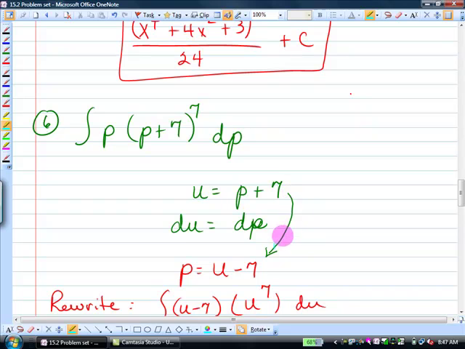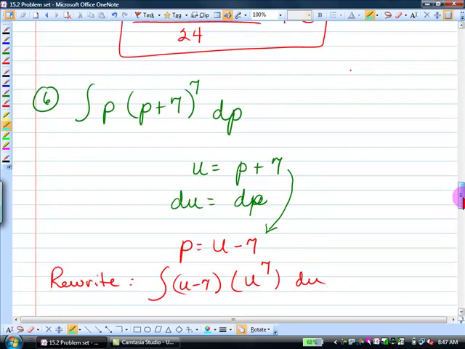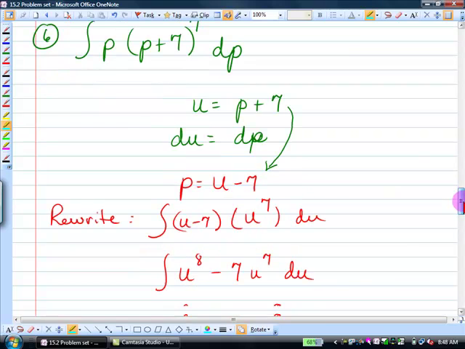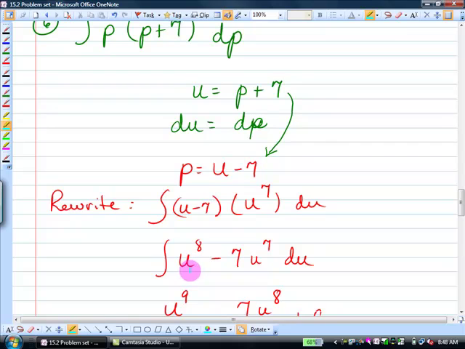So this is that one step that we haven't done before. Okay? So now when you rewrite, p becomes u minus 7, p plus 7 becomes u to the 7th du. And before you try to take the integral of that, you want to multiply those out. So u to the 7th times u gives you u to the 8th. U to the 7th times minus 7 gives you that.